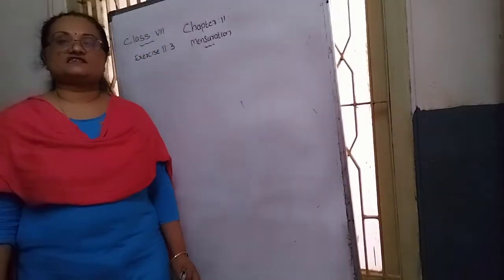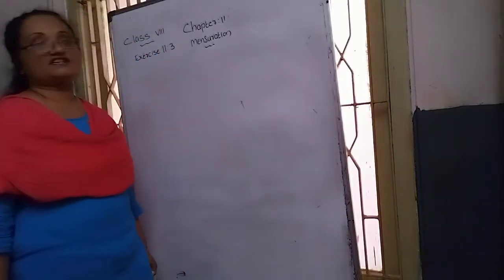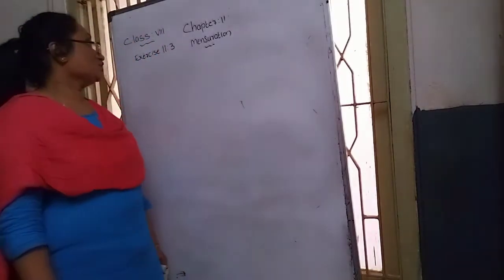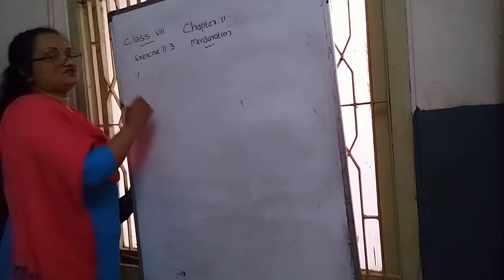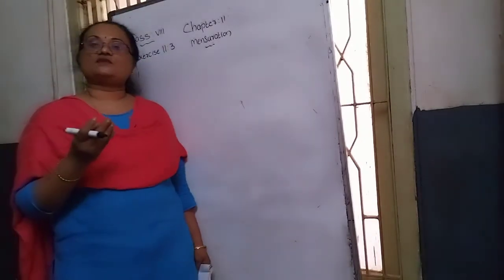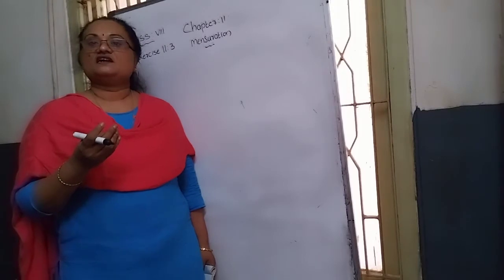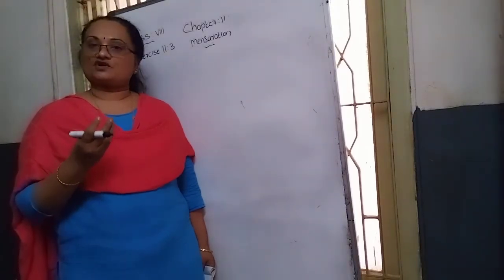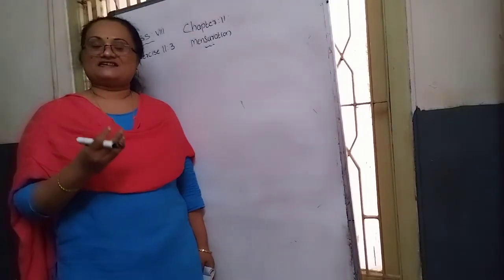Hi students, now we are going to discuss chapter 11, Mensuration, exercise 11.3 problems. Last class we learned the formula for finding the CSA of a cube. CSA of a cube is 4a square. Total surface area of a cube is 6a square.